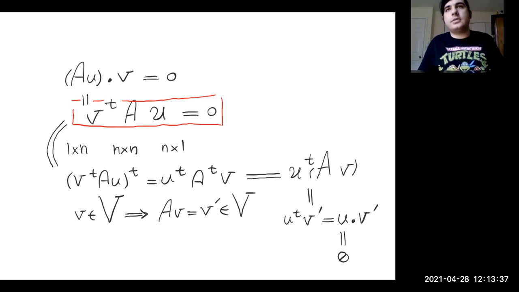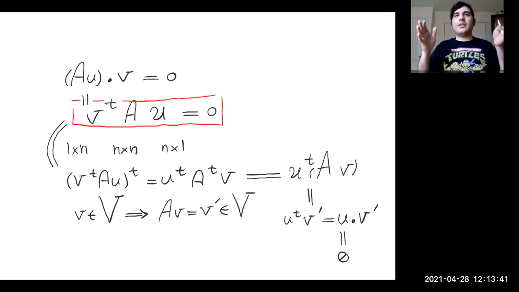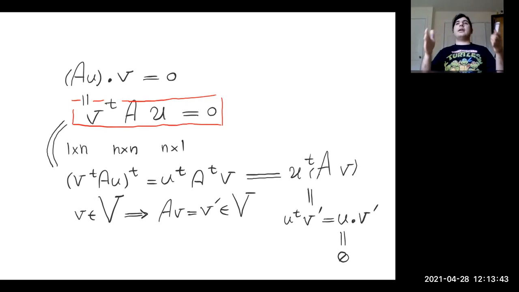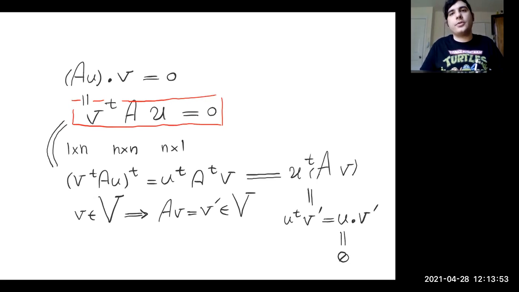Note that again, we used the fact that A is symmetric. Anyway, so we showed that if we have an A invariant subspace, where A is symmetric, its normal complement should also be an A invariant subspace. Okay.